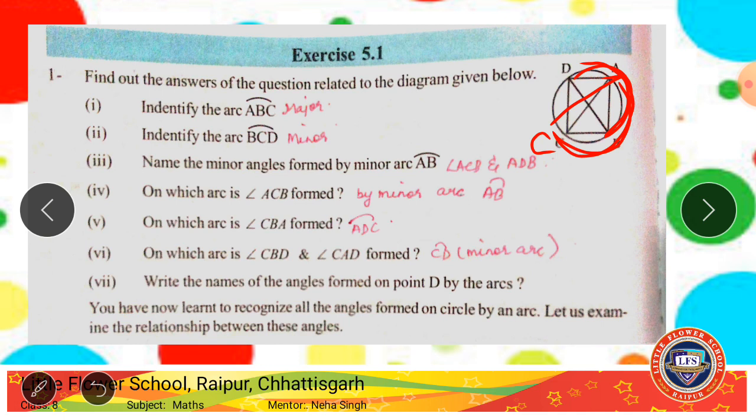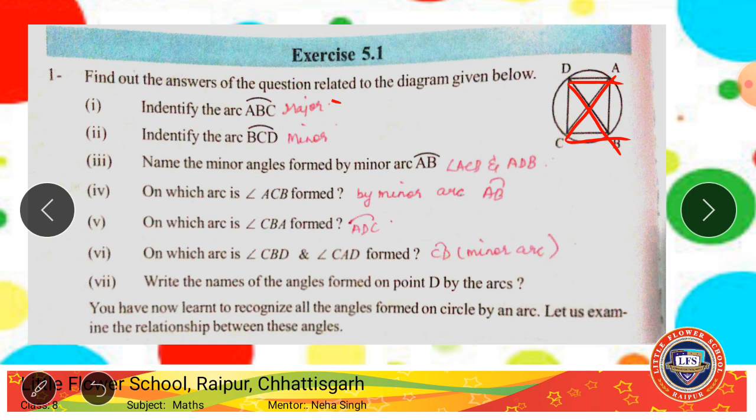Name the minor angles formed by minor arc AB. Now, AB is the minor arc, which angles are formed by it? ACB and ADB, right? How are we calculating? The arc AB is ending with points A and B. So from A and B, what are the two angles that are possible? This angle and this angle, that only we have written.